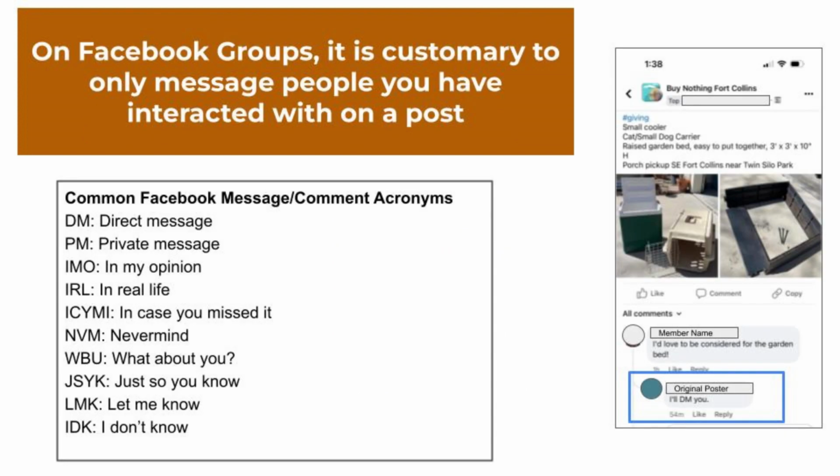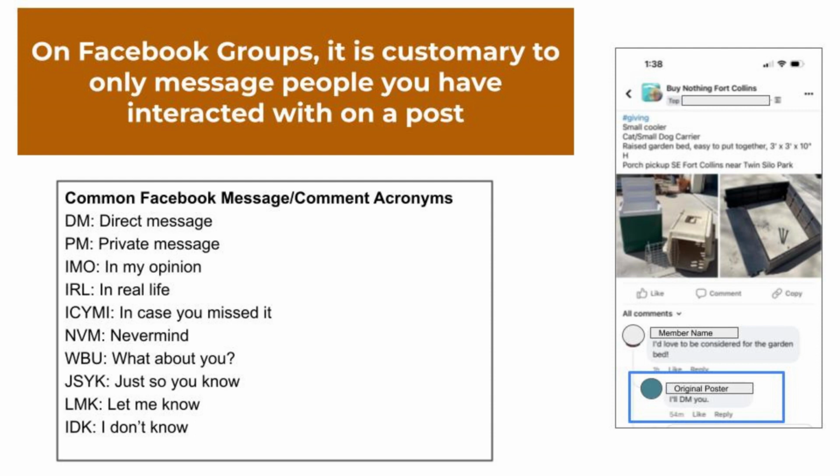Another important thing to note is that it is customary to only message people in a Facebook group that you have interacted with on a post. For example, on the picture on the right is a post from a Buy Nothing group, which is our city-based groups where people give away free items. In the comment section, we see that a group member commented they are interested in the dog kennel being given away. Then, the original poster replied to the group members saying they will DM them.